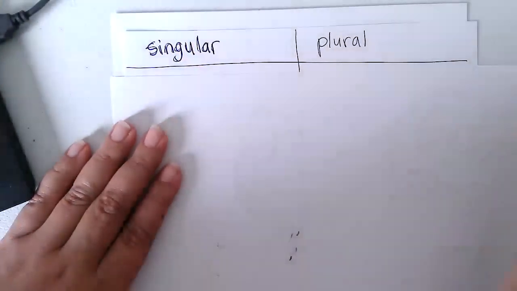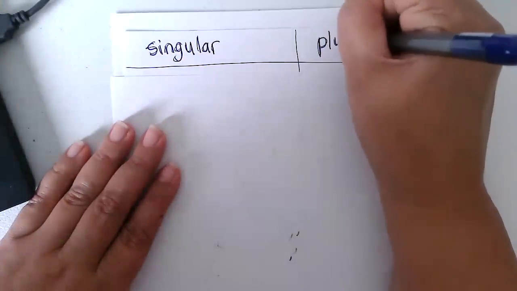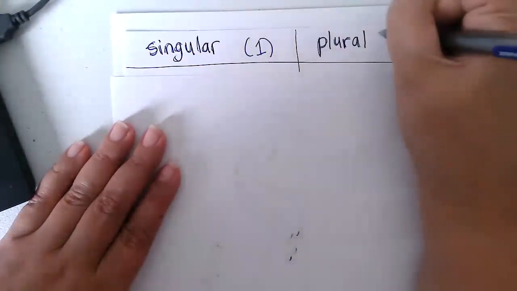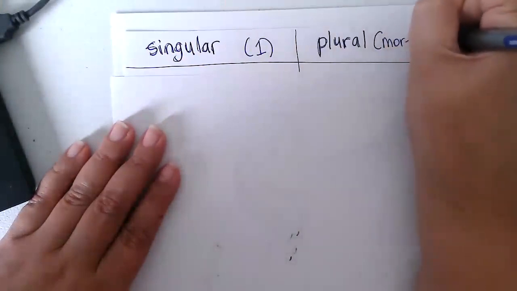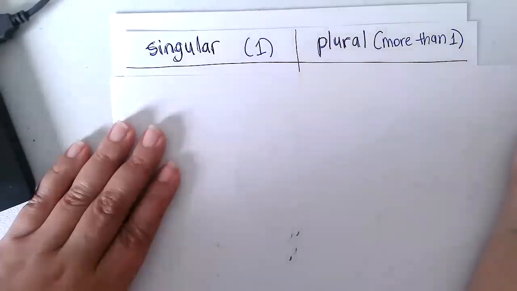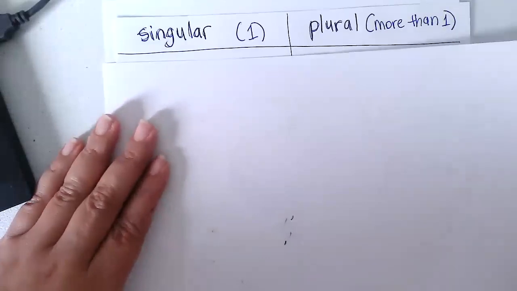S-I-N-G-U-L-A-R. And if yours looks different than mine, that is fine. And plural. Plural is more than one. Singular means one, and plural means more than one. So it could be 2, it could be 10, it could be a million, it could be a billion, it could be infinity. Singular and plural.